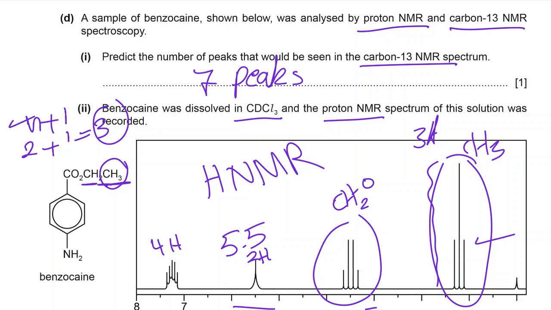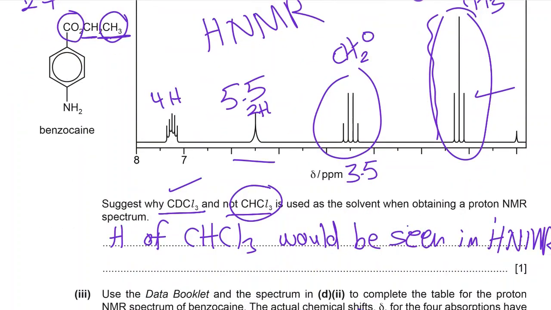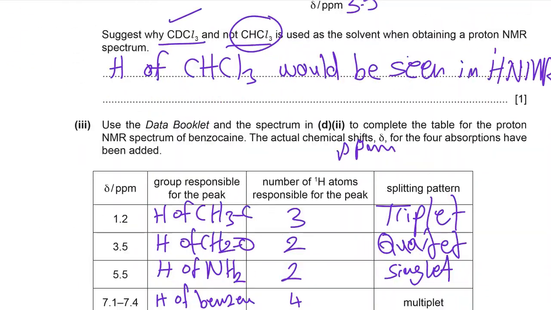Now let's apply the same rule for CH2. What's the shape of CH2? The neighbors are this one, which has 0 hydrogen, and this one, which has 3 hydrogen. So n is 3 now, plus 1 gives us 4. So the shape will be a quartet. So always the splitting pattern depends on the rule n plus 1, where n is the number of hydrogens of the neighbor carbons. Okay, I think we have a question about this.